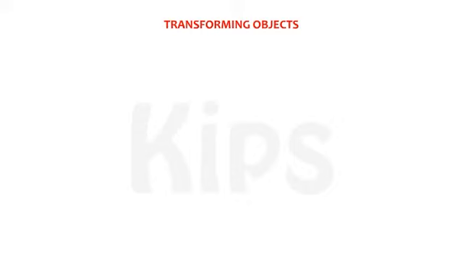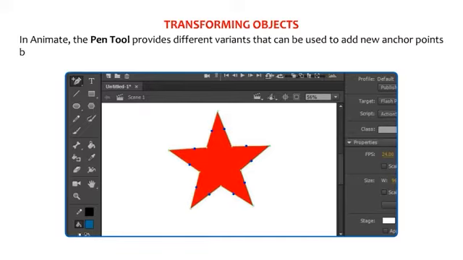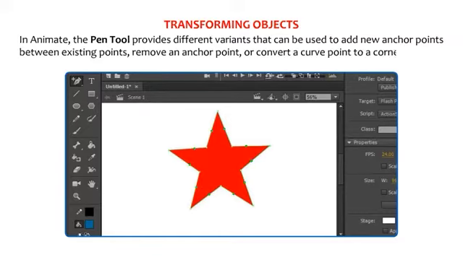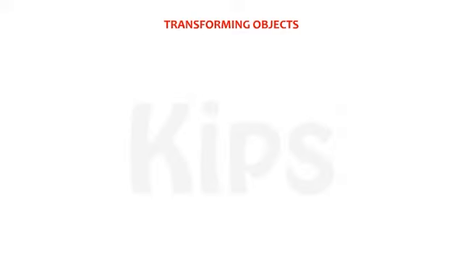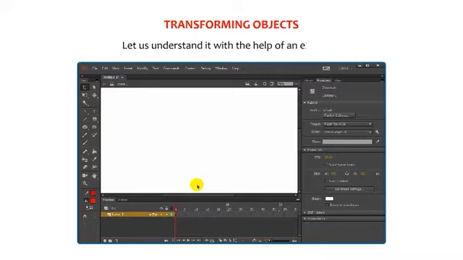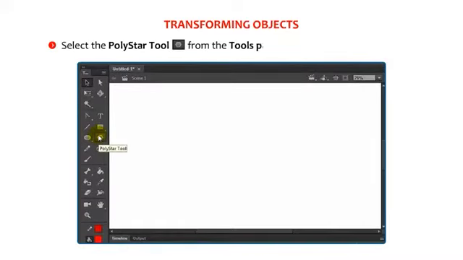Transforming objects. In Animate, the pen tool provides different variants that can be used to add new anchor points between existing points, remove an anchor point or convert a curve point to a corner point. These options help in transforming one shape to another. Let us understand it with the help of an example. Select the Polystar tool from the Tools panel and draw a star on the stage.